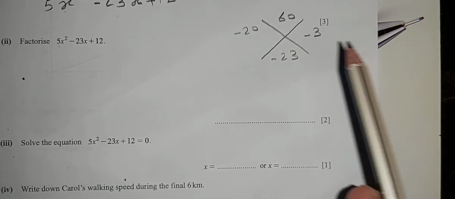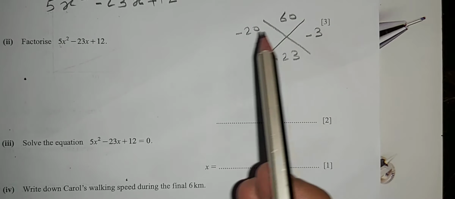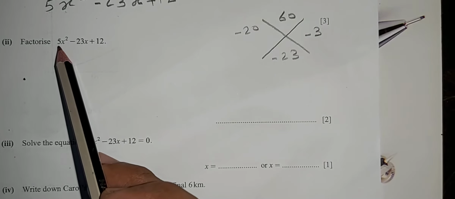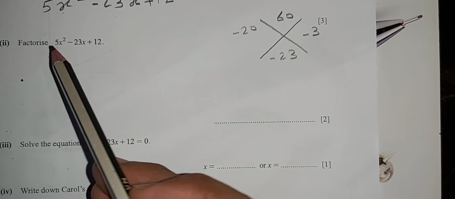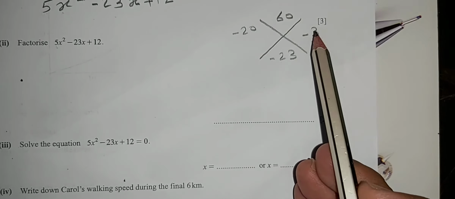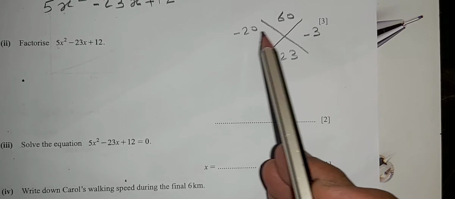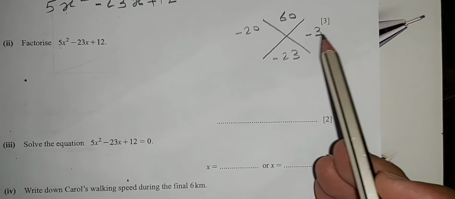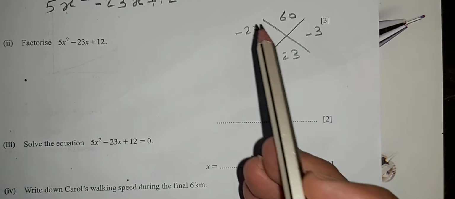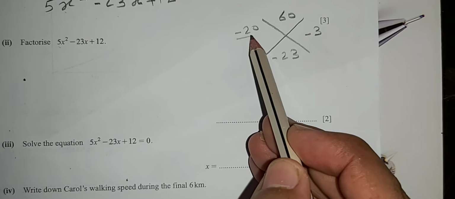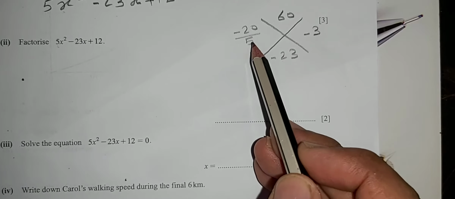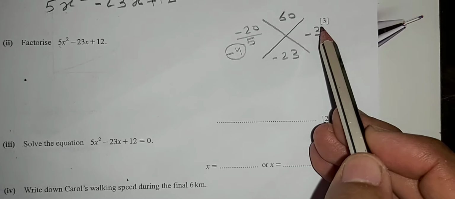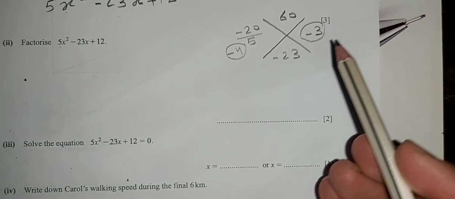But now we already multiplied this 12 by 5, so we will inverse this process. We will divide one of these two factors by 5. It's hard to divide minus 3 by 5, so we will divide minus 20 by 5. Minus 20 by 5 is minus 4. So the two factors we will use are minus 4 and minus 3.